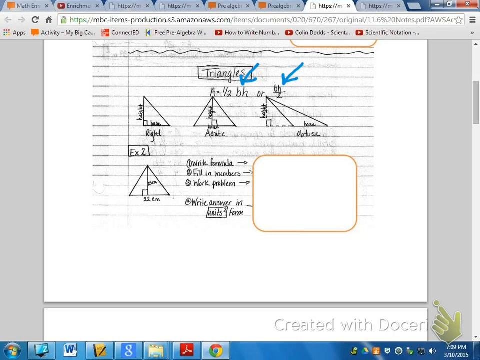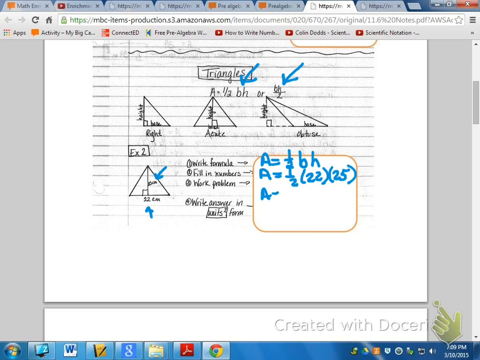All right, so I'm looking at this and I see example 2. It looks like I have an acute triangle. I've got a base of 22 and a height of 25 centimeters. So I'm going to write the formula and I'm going to say area is 1/2 times base times height. Remember, I told you you could use the other one if you prefer. Now I'm going to fill the numbers in. Area is 1/2 times 22 times 25.